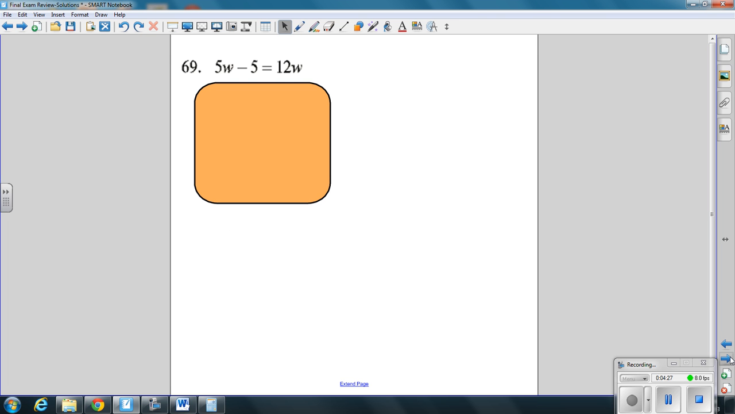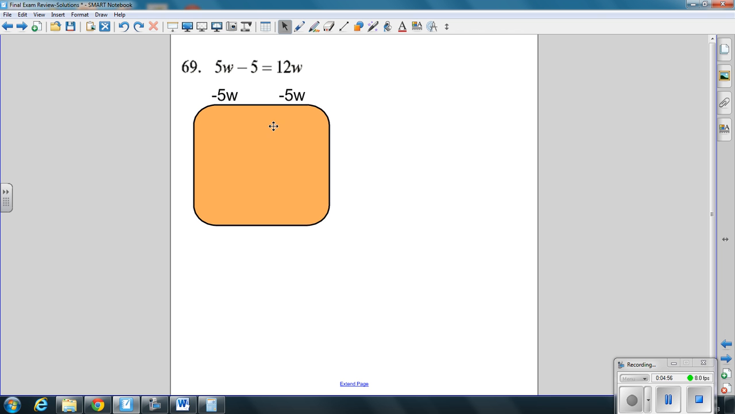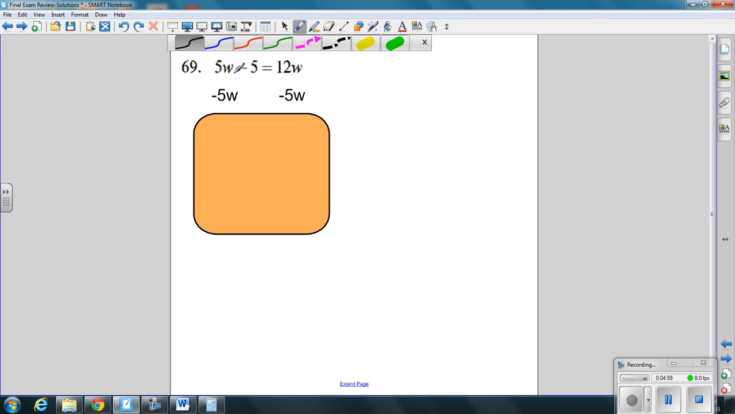Number 69, 5w minus 5 equals 12w. Again, I have like terms on different sides of the equal sign. So I want to take this 5w and bring it over to the right. There are two terms here on the left, and there's only one on the right. So of these two, the 5w is the only one that will combine with the 12w because they both have a variable. So I subtract 5w to both sides. These cancel out.